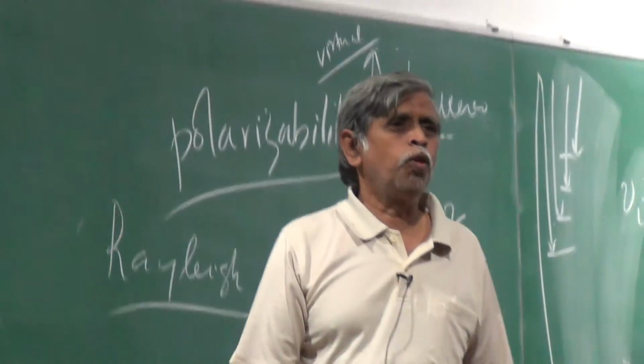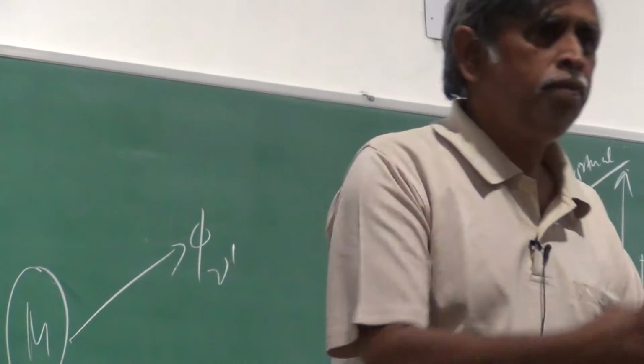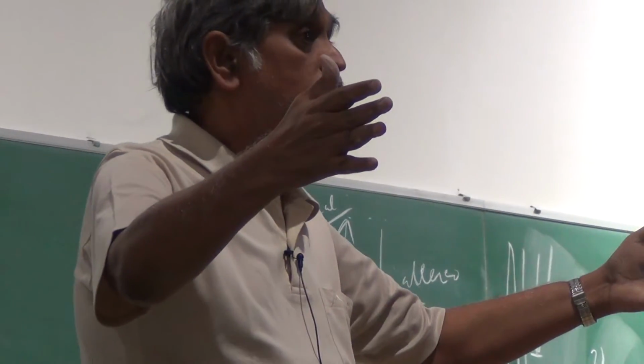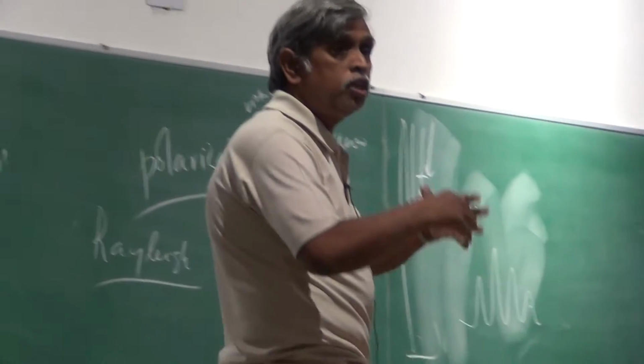And what do I mean by polarizability? I simply mean that if I had a molecule, or a bunch of electrons, an electron cloud, and I applied an electric field across it, what happens to this cloud? This cloud will get distorted.